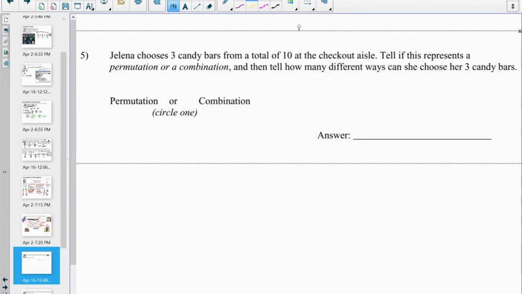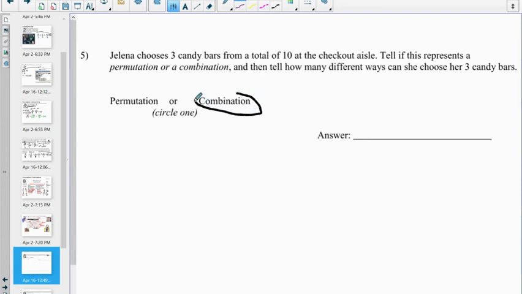I wish my pen would cooperate. Whoop, my pen is not working right now. Anyways, that's a combination.